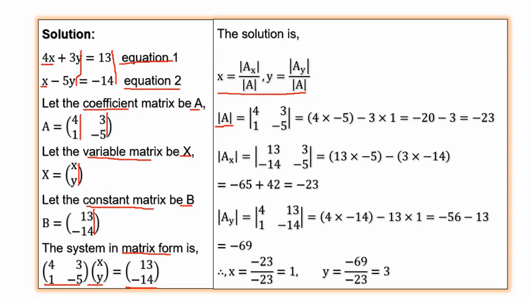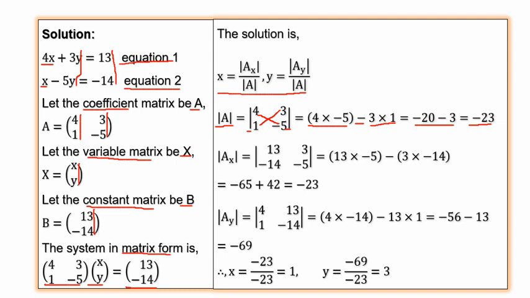You can see the matrix A, we are not using round brackets again, but the symbol of determinant. For a 2 by 2 matrix, the determinant is the difference of the products of the diagonals. So you start with the main diagonal, 4 times minus 5. That is what you have here. The difference is minus the product of the second diagonal, that is 3 times 1. So we have minus 20 minus 3, that is minus 23.